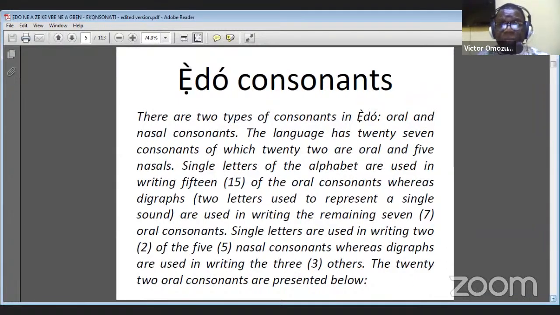Single letters of the alphabet are used in writing 15 of the oral consonants, whereas digraphs, that is, 2 letters used to represent a single sound, are used in writing the remaining 7 oral consonants. Single letters are used in writing 2 of the 5 nasal consonants, whereas digraphs are used in writing the remaining 3. The 22 oral consonants are presented below.